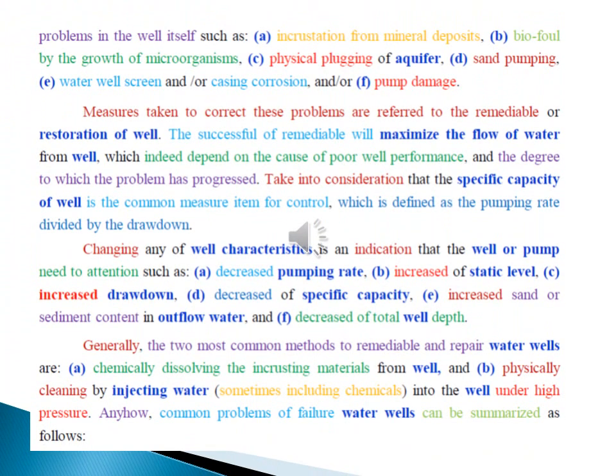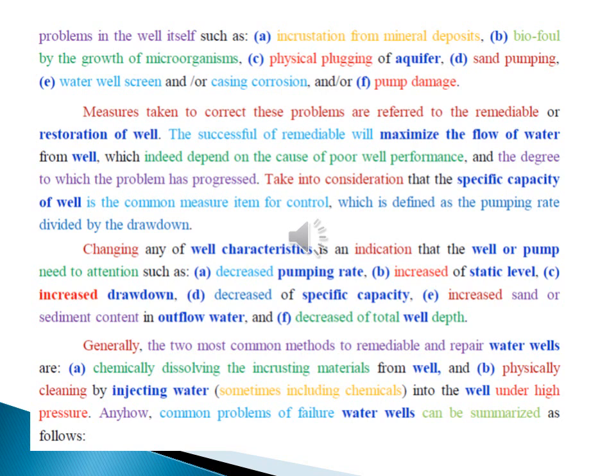A drop in water production from a water well can sometimes occur due to a lowering of the groundwater level from recurrent drought or over pumping of the well zone. More often, reduced well yield can be related to common problems in the well itself, such as incrustation from mineral deposits, biofouling by the growth of microorganisms, physical clogging of the aquifer, sand pumping, well screen and casing corrosion, and pump damage.